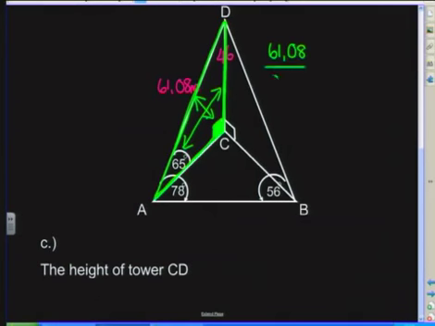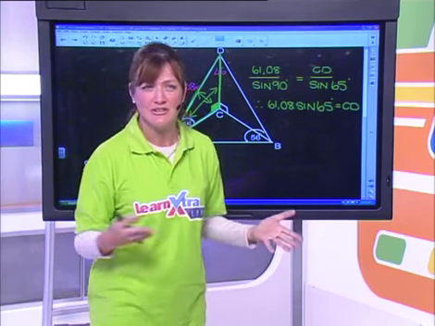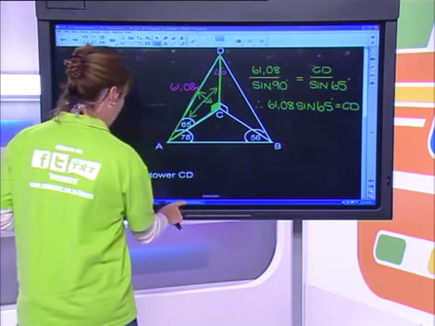61.08 over sine of 90, and if you all know your special angles, we'll know that sine of 90 is actually equal to 1, okay? And it's equal to the length we're looking for, which is CD, over sine of the angle opposite CD, which is 65 degrees. Okay, so therefore I'm going to take 61.08 multiplied by sine of 65. And guys, I'm not going to put it over sine of 90 because I know that sine of 90 is actually equal to 1. So it's not necessary to put it over 1. And then we can type that into the calculator.